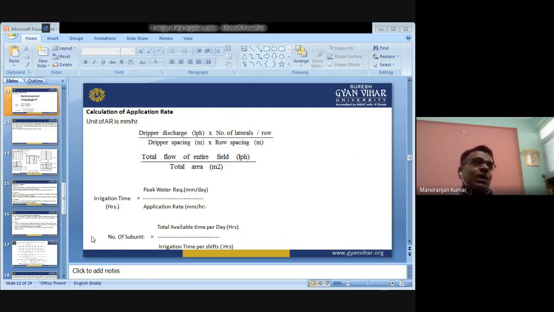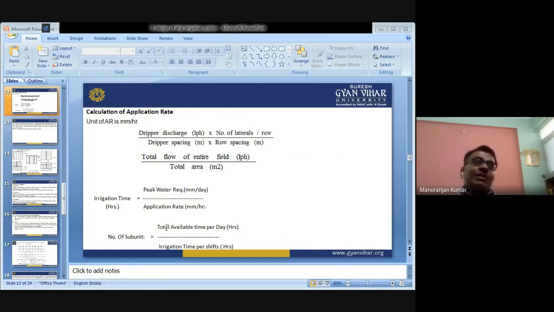Now, how many subunits should be there in the field? You can calculate it from the total available time per day. How much time is available in one day? In some areas, the electricity is available for 5 hours. In some areas, it may be available for 6 hours. So depending upon the area and the electricity availability, the total available time is there.